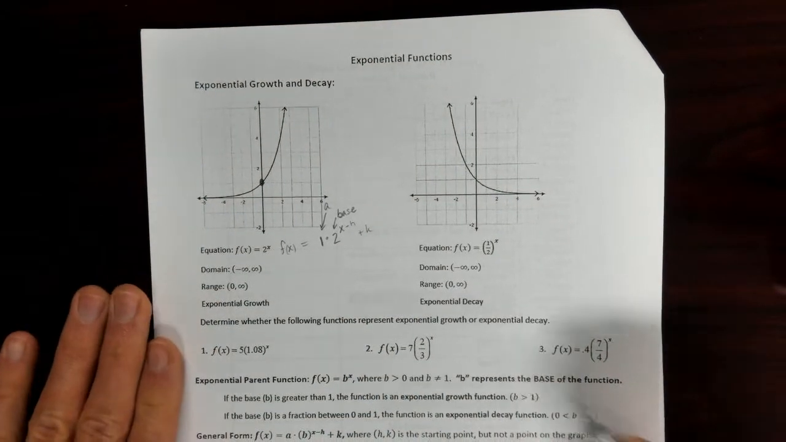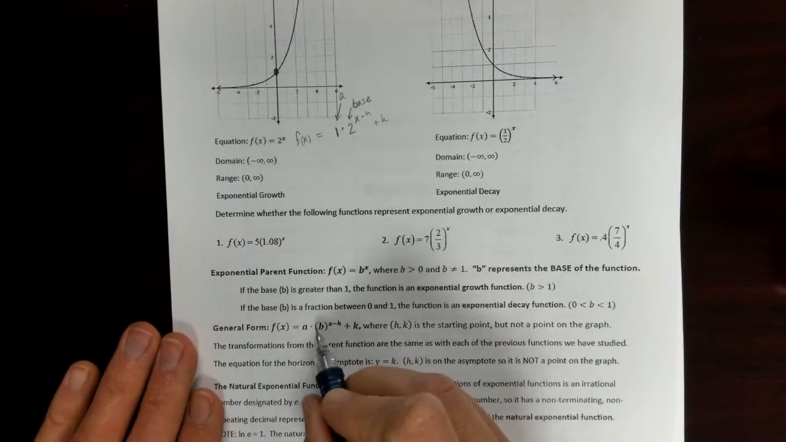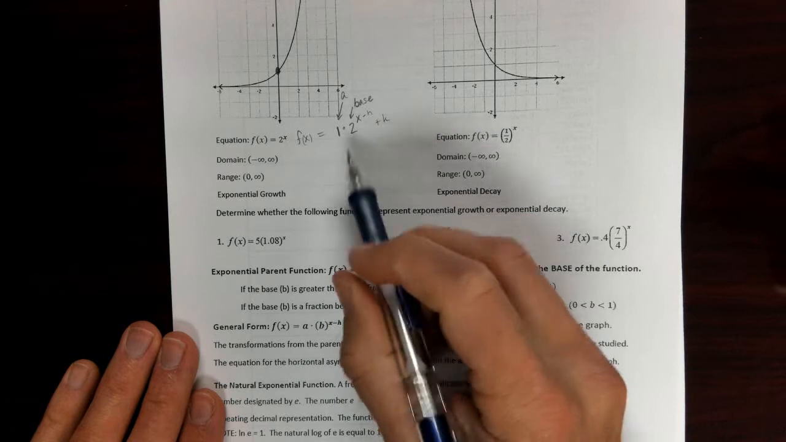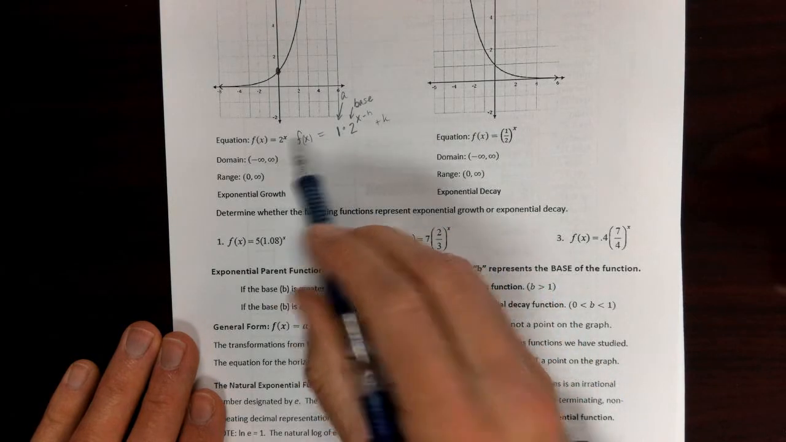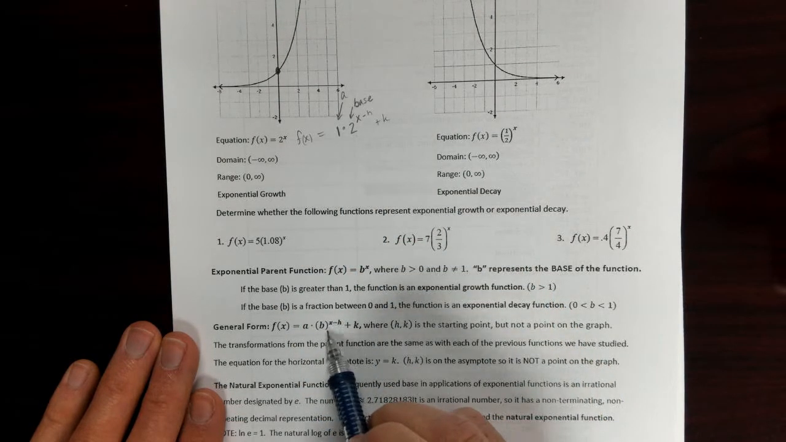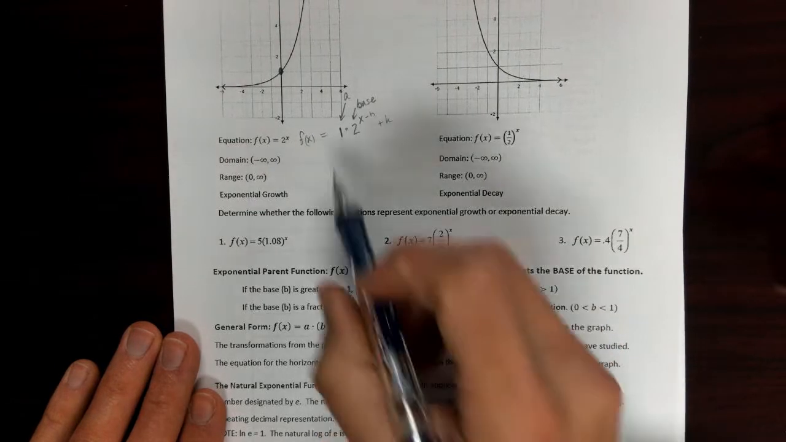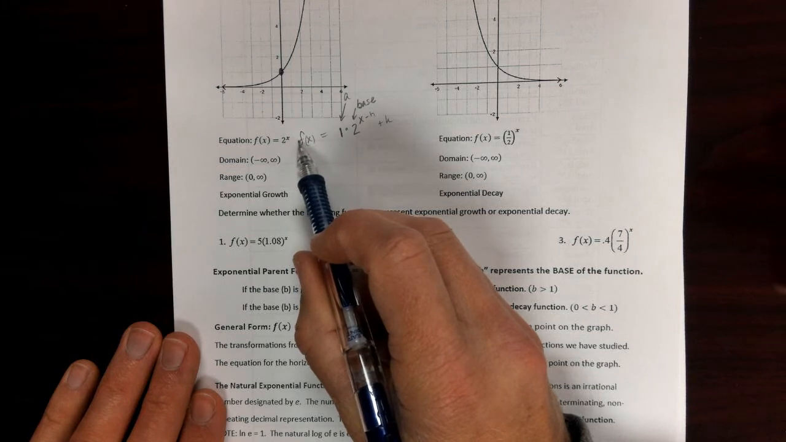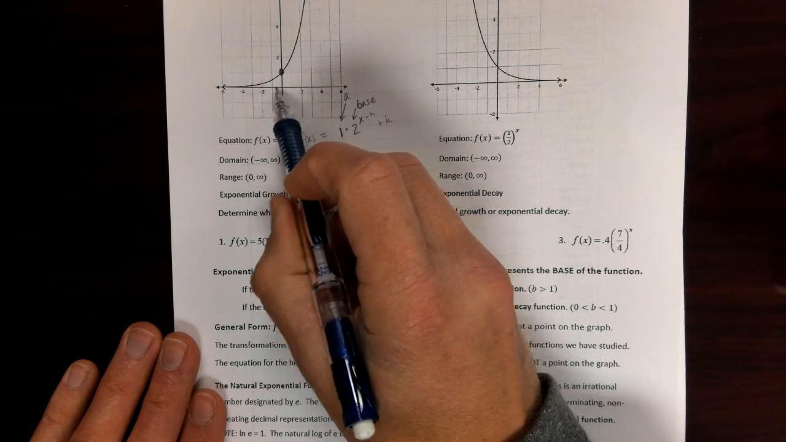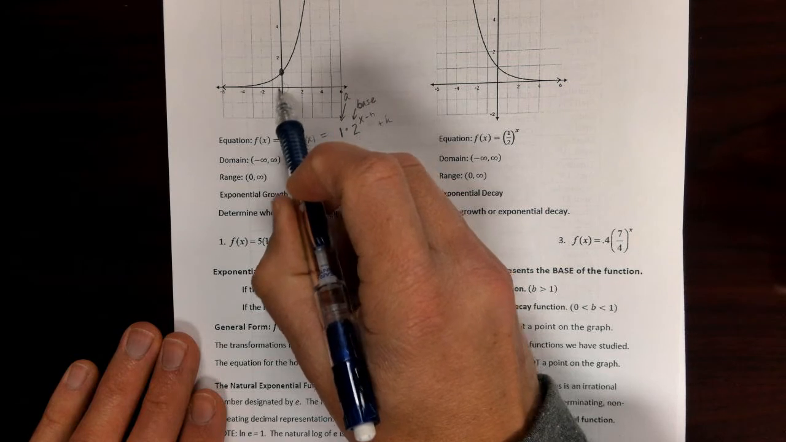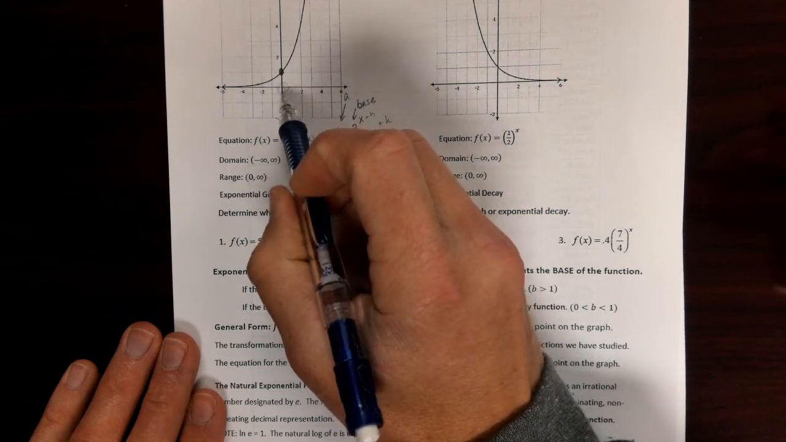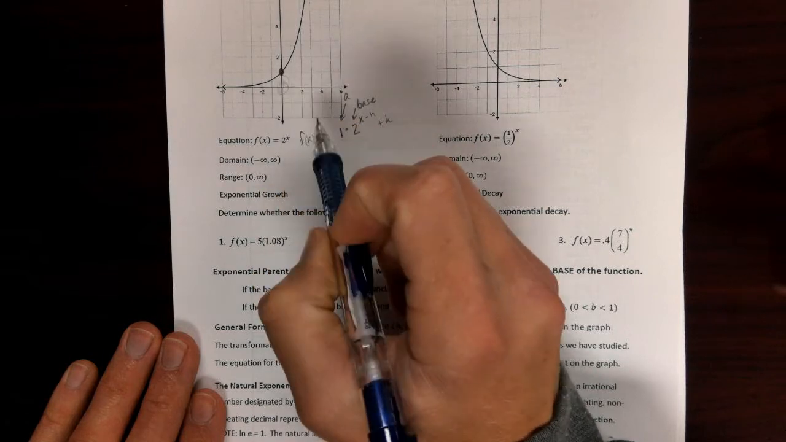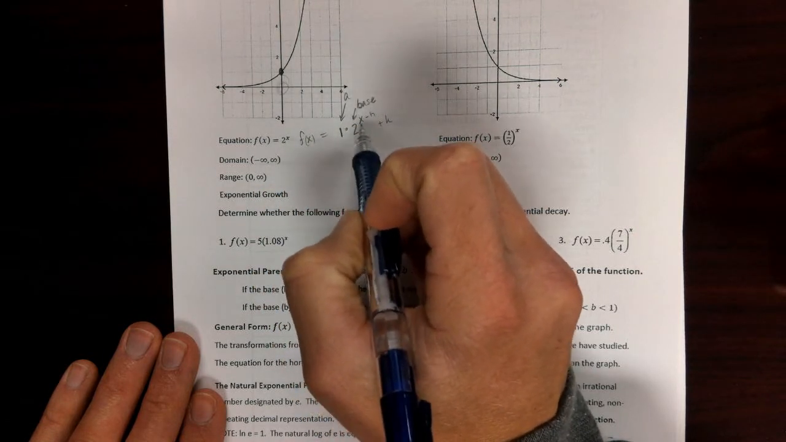So my general form is a times b raised to the x minus h, plus k, which is what I'm doing right here. In this case, we have a base of 2, which is my parent base. We have 1 for a, it's just not written. We have 0 for h and 0 for k. So initially, we're starting at the origin. We did not move the graph any. The 1 would be my initial value, which would be up 1 unit, and then my base of 2.